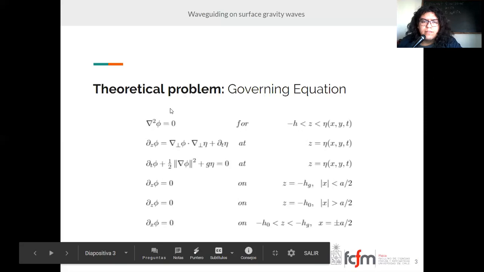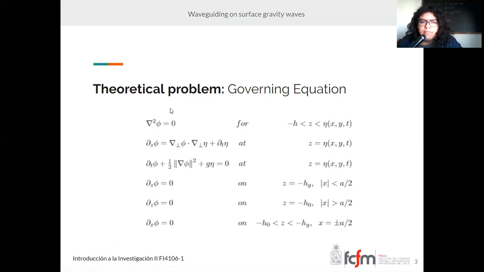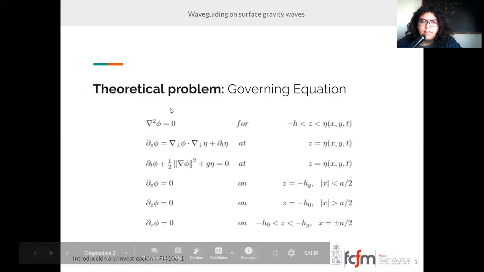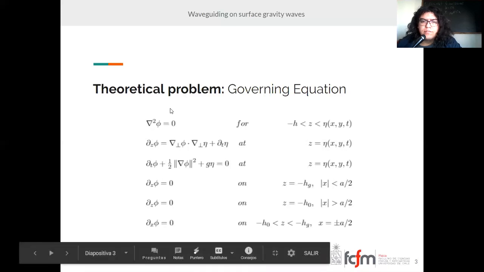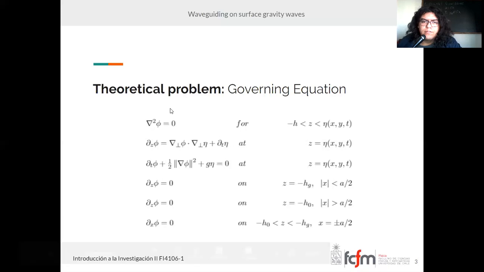So this problem is very difficult to solve, mainly due to two reasons. The first one is that we have nonlinear terms here and here, and in general, nonlinear terms are difficult in differential equations. The other thing that makes it hard to solve is what happens with the depth of the water. So for these two reasons, this is very complicated to solve.